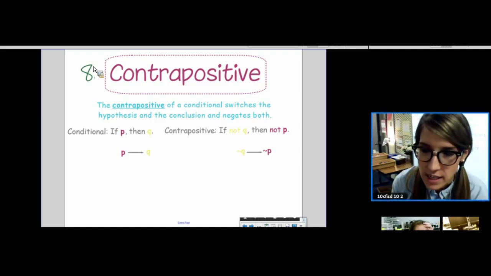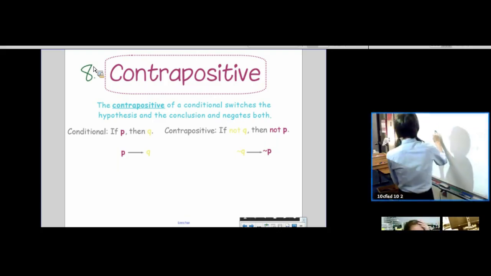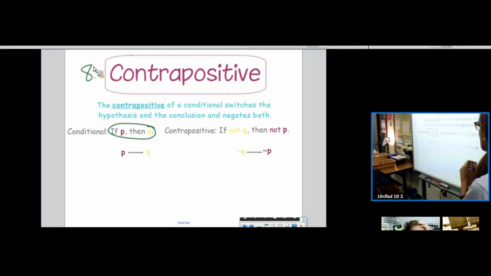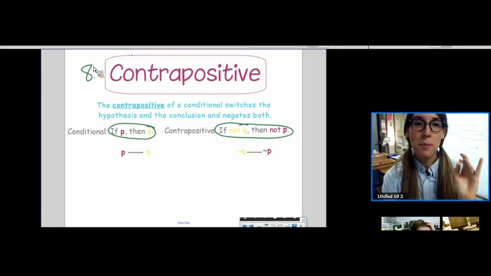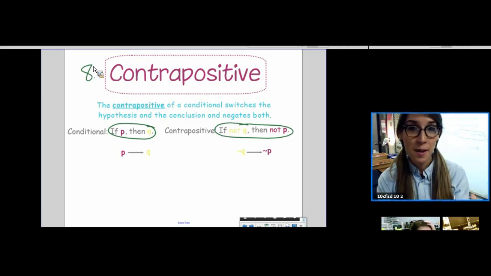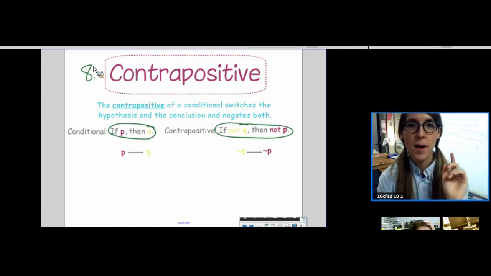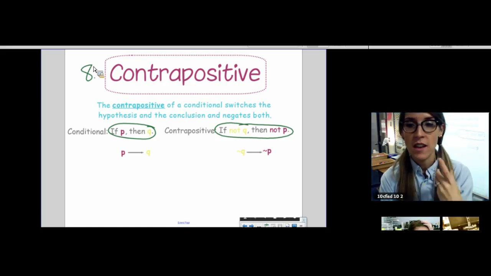That yellow is hard to see. I apologize. So if the original is if P, then Q, the contrapositive is if not Q, then not P. So the contrapositive is like a hybrid. You all know what a hybrid is? It's like a combo. And so the contrapositive is the converse and the inverse all wrapped into one. It's the converse and the inverse. Okay.